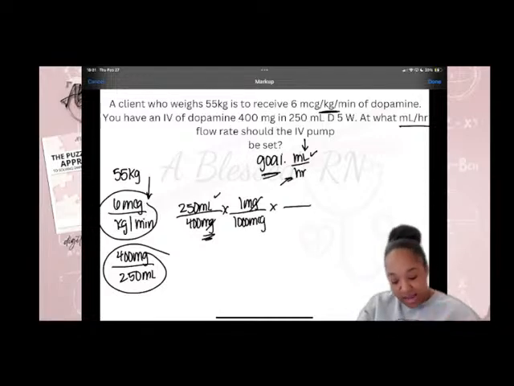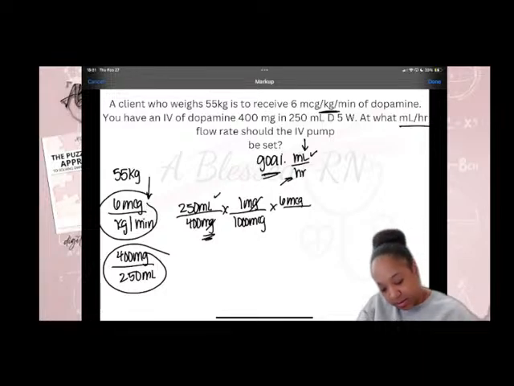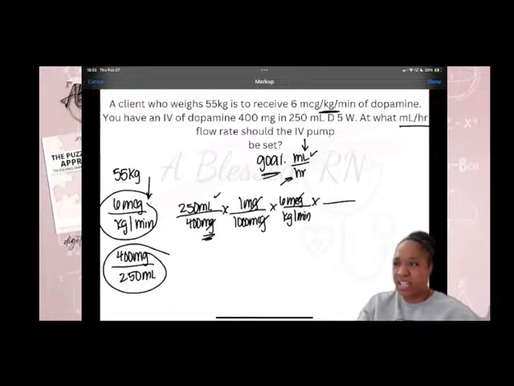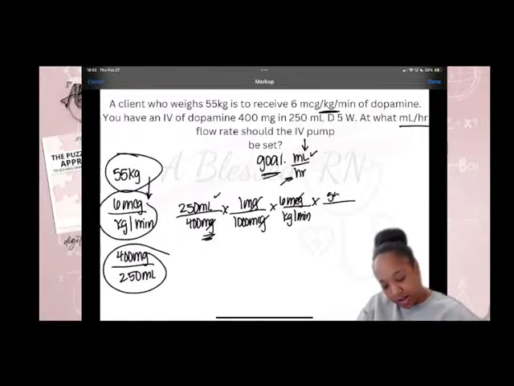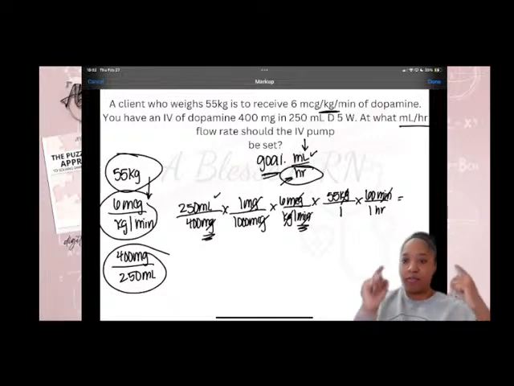Okay? Now we can put that 6 micrograms per kilogram per minute on the top and cancel it out. So now we have kgs and minute on the bottom. I have kgs. All right, so we'll do 55 kg, put it over 1. And then the last thing that we have to convert is our minutes because we need hours. So 60 minutes is 1 hour. Now you have milliliters on the top and hours at the bottom, and your puzzle is complete. So now you can do the math.